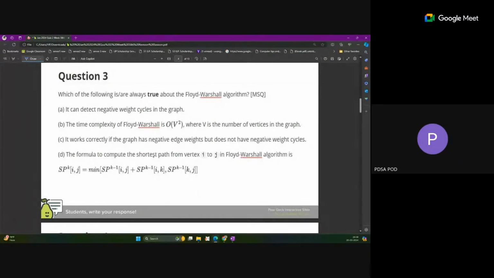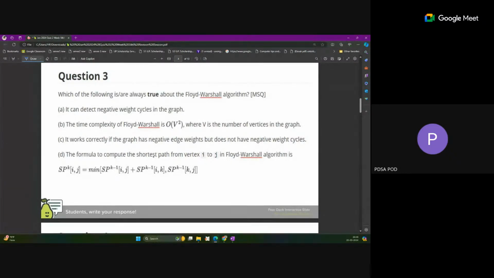So this question is regarding the Floyd-Warshall algorithm. Which statement is true about the Floyd-Warshall algorithm? If you know conceptually the Floyd-Warshall algorithm, the first one is correct. It can detect negative weights, yes.